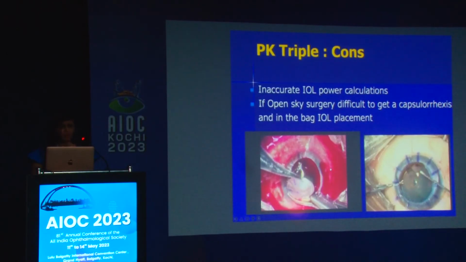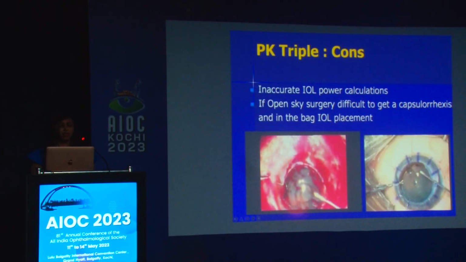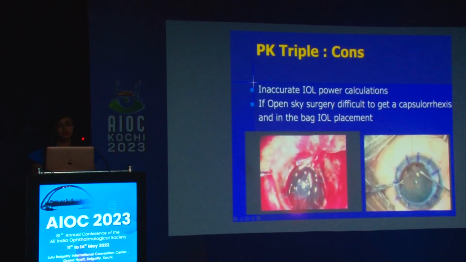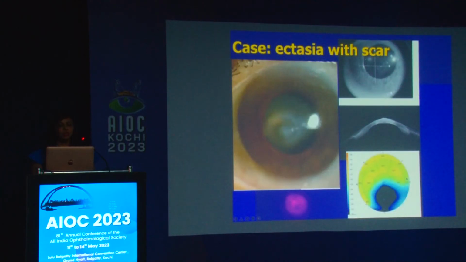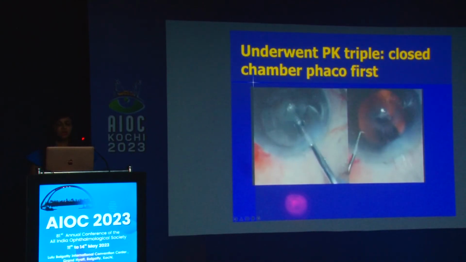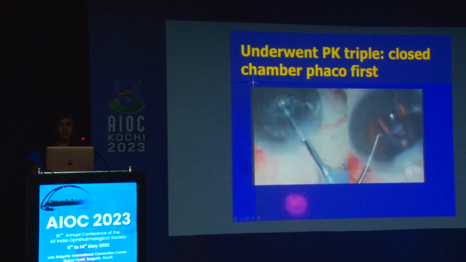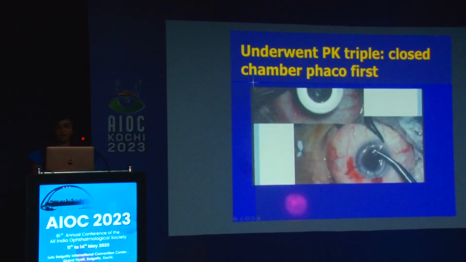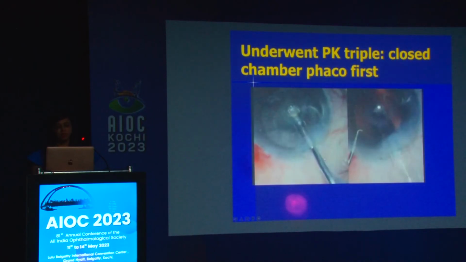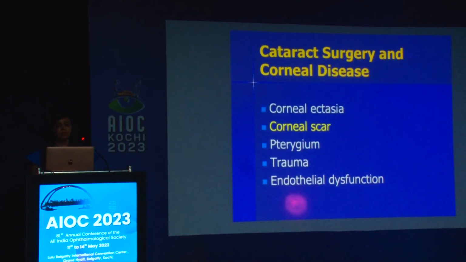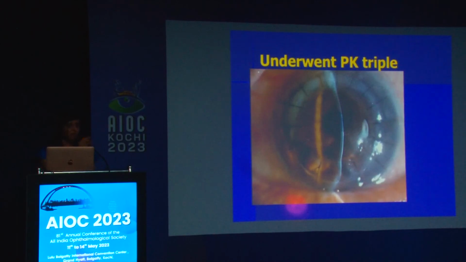Coming to PK triple, the problems are, of course, inaccurate IOL calculations and a very difficult rhexis. The way to beat that is to make sure you're doing a closed chamber surgery. This is a 55-year-old male with ectasia and scarring. In these cases you first do a closed chamber phaco, and then at the end of surgery you just go ahead and do a regular keratoplasty. So it's always better. So that's the end of my surgery talk.